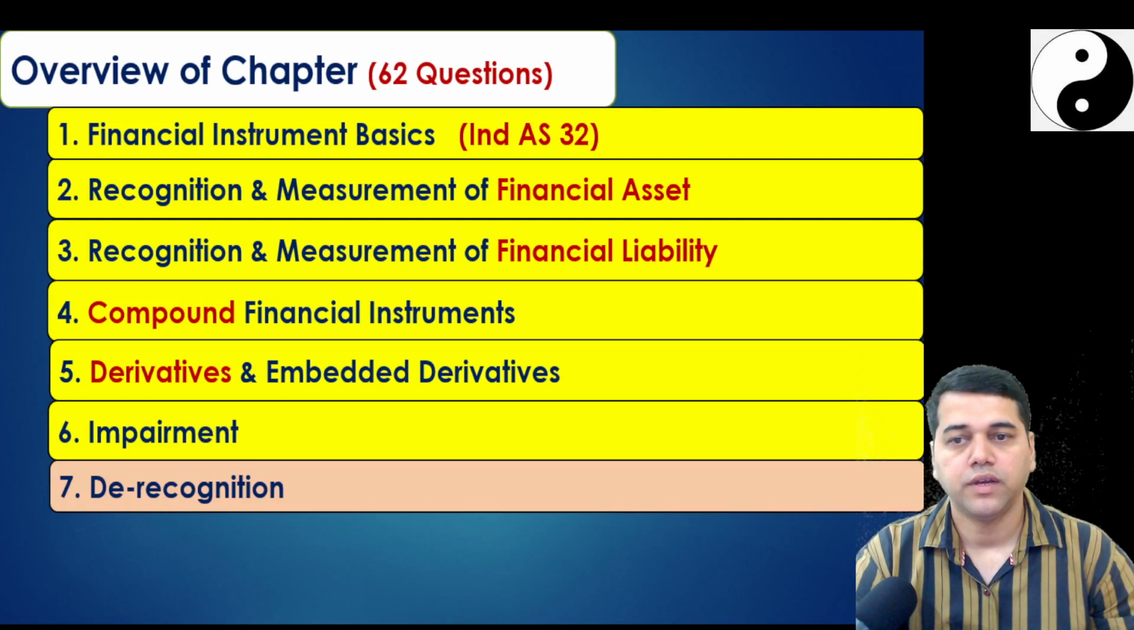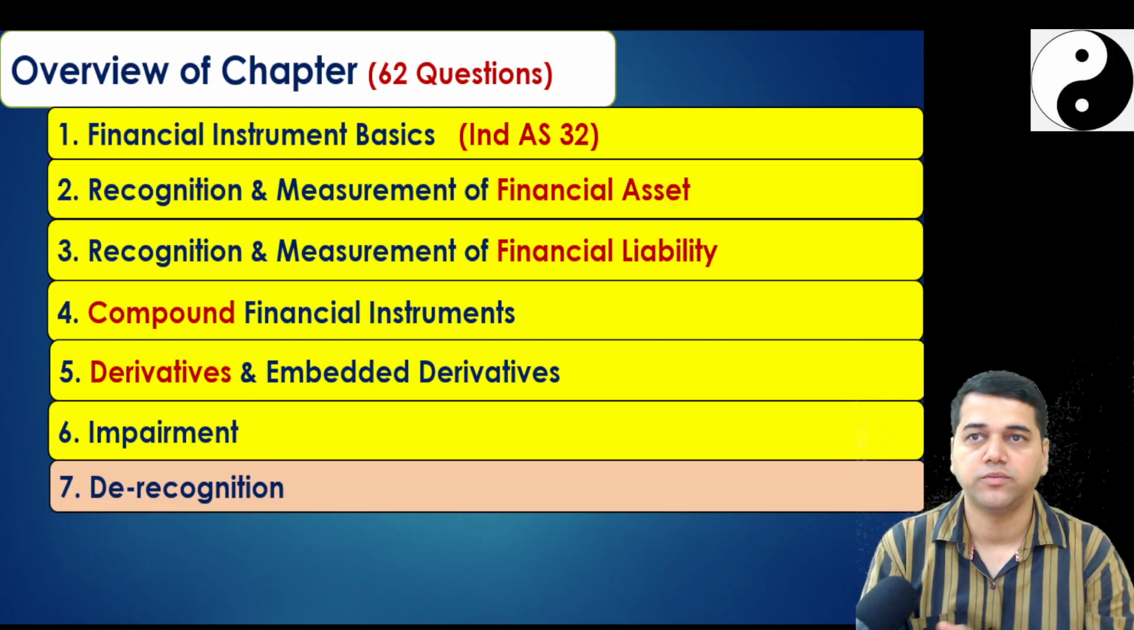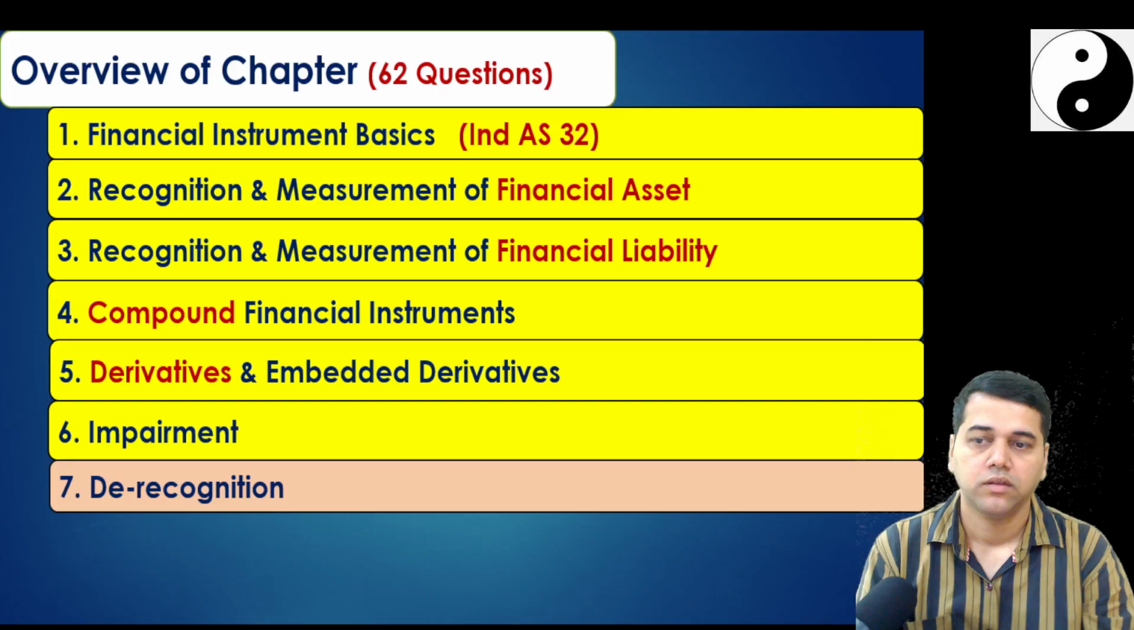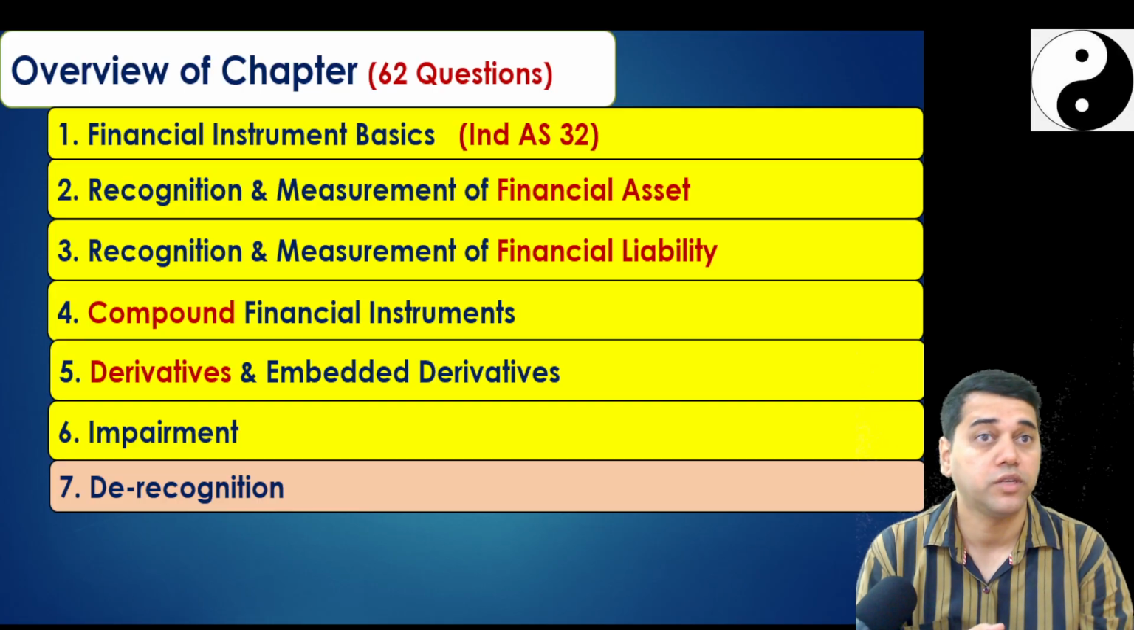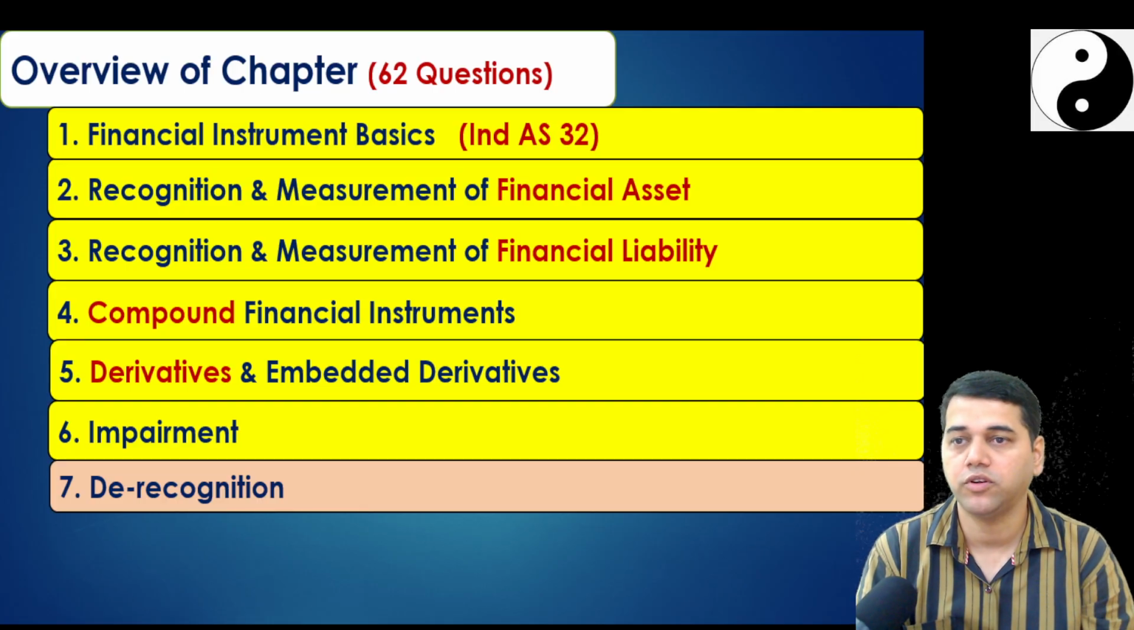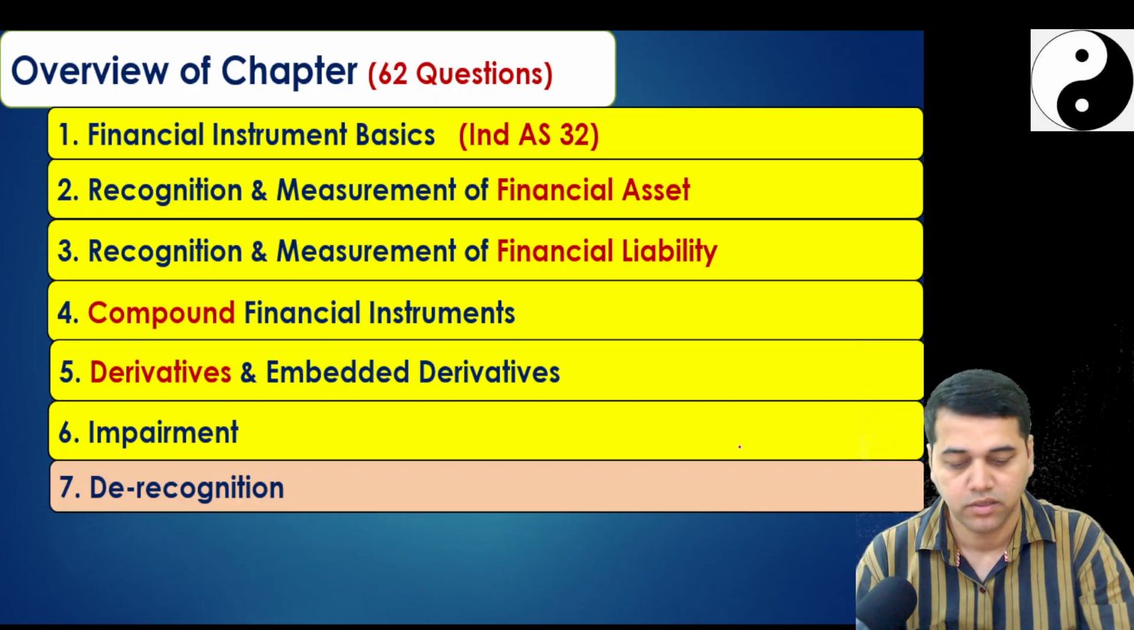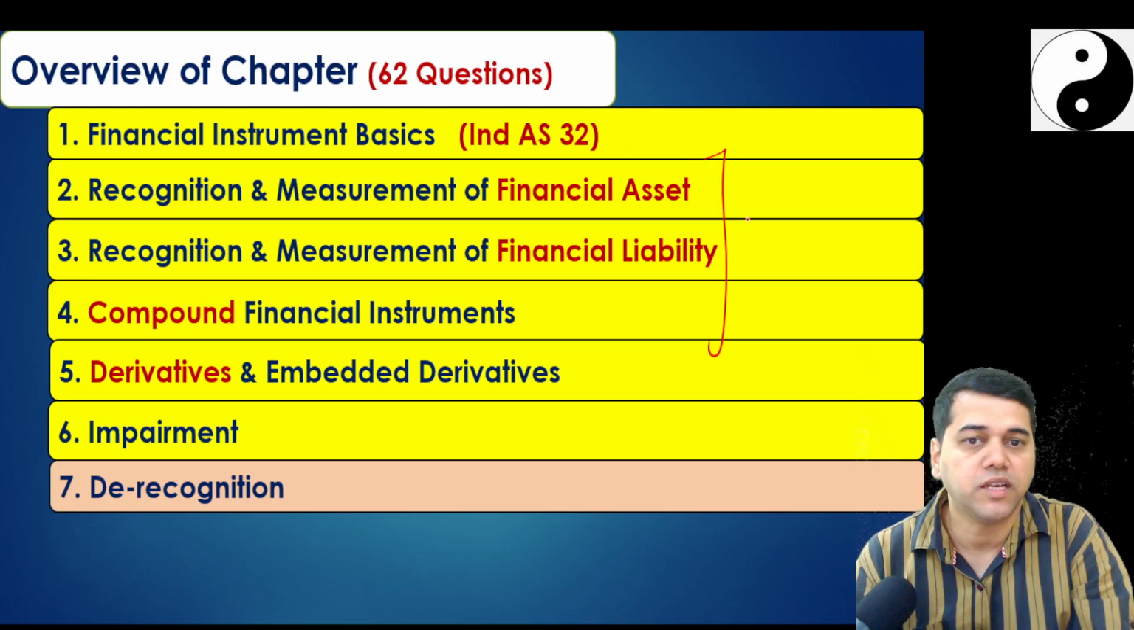So till now we have seen all the aspects of the financial instrument chapter. So now we will discuss the derecognition, the last aspect, because we started with the recognition here. Initially we started with the recognition.